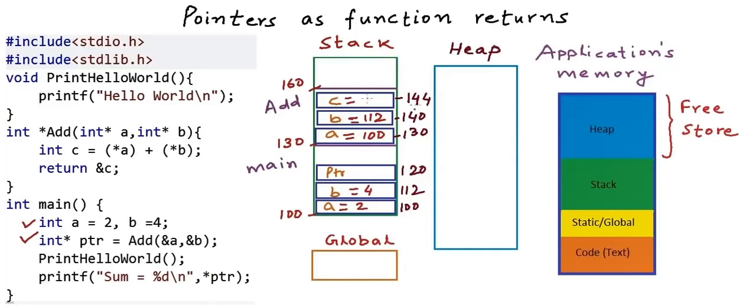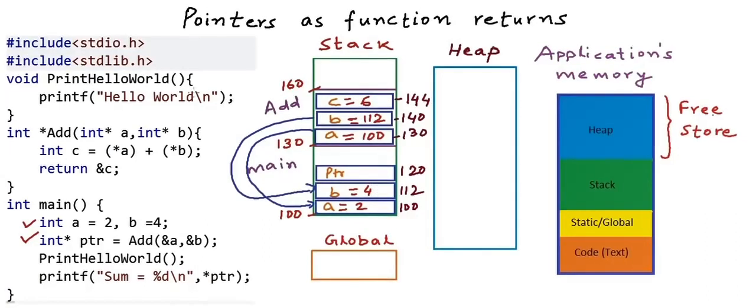Now c is calculated as *a plus *b. a is pointing to this location and b is pointing to this location. *a is the value at the address stored in a and *b is the value at the address stored in b. So this c will be 6 here. These two values will be added. Now this add function will return the address of its local variable c, which is 144, and finish its execution. So this ptr will be 144, and now the memory that was allocated to the add function will be deallocated.